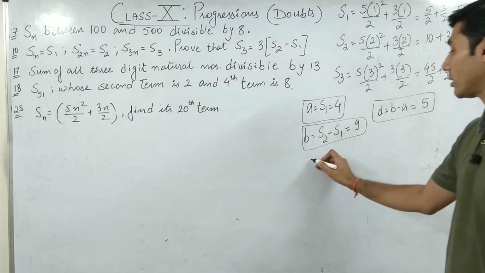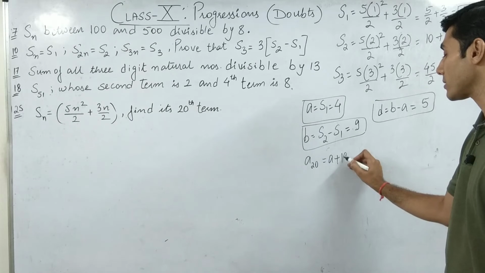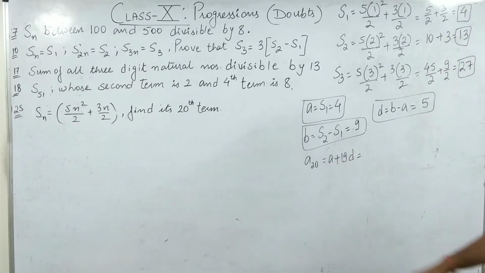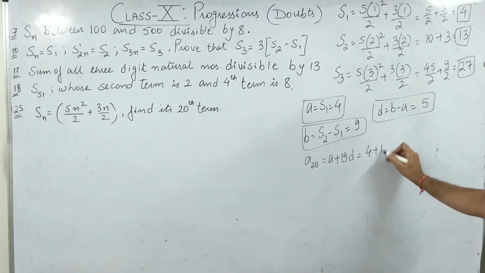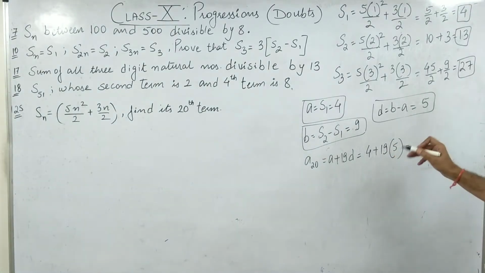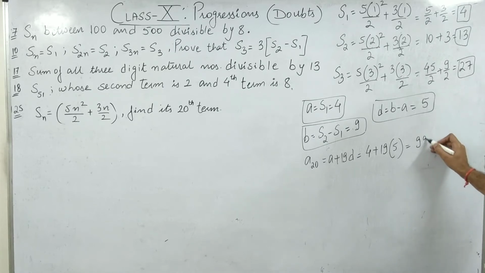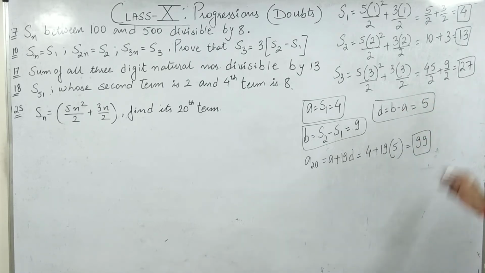Now the 20th term. So the 20th term should be equal to A plus 19D. What is A? A is 4, plus 19. What is D? It is 5. So 19 5s are 95. 95 plus 4 comes out as 99. So the answer is that this term is 99. Okay, that's all. How did this A20 equals A plus 19D come? A plus (n minus 1)D. It's simple.